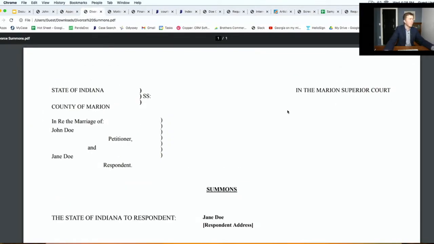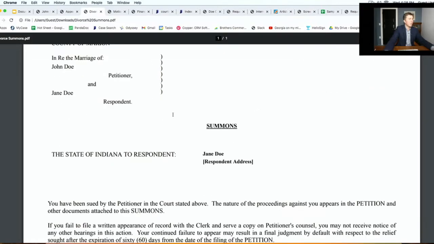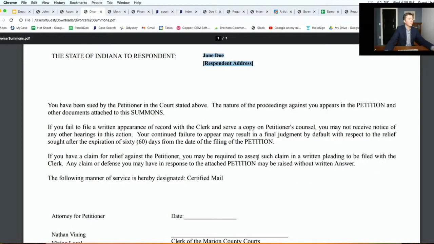And here you have the same caption, and it's the State of Indiana to the respondent Jane Doe. It's going to list her address, and it's basically what the sheriff or the court would serve this person when starting the case. And what it's going to say is that you've been sued in the above court, the petition is attached, and it's indicating that they need to take an affirmative response, otherwise the court may take a default action after the expiration of 60 days.